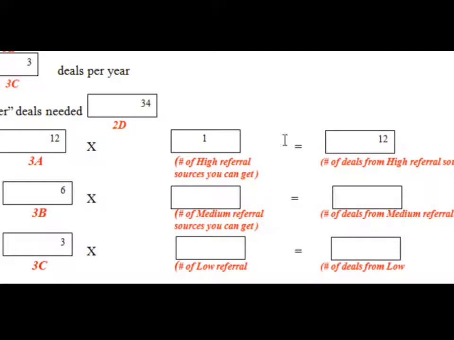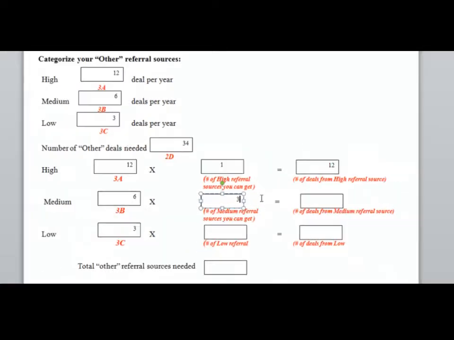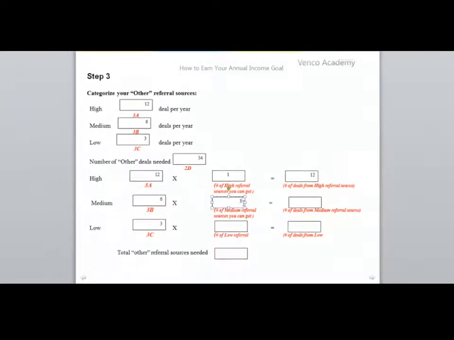I need 22 more. So in thinking of my referral sources, I have some that right now are lows that I think I can move into mediums. I actually think that I can move 3 of my lows into mediums, so that would mean that I'll have 3 medium referral sources giving me 6 deals in the year that fund. That will give me a total of 18. So now, of the 34, I'm at 30, 12 and 18. So I need at least 4 more.